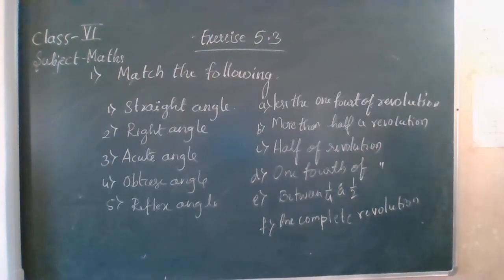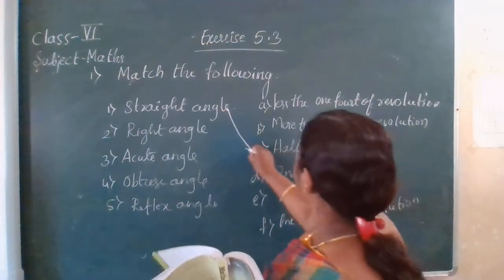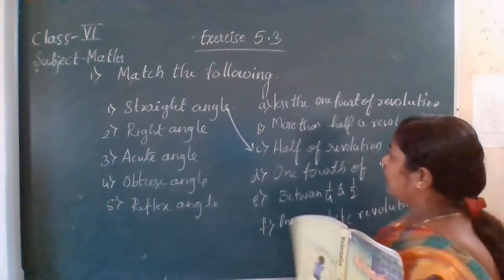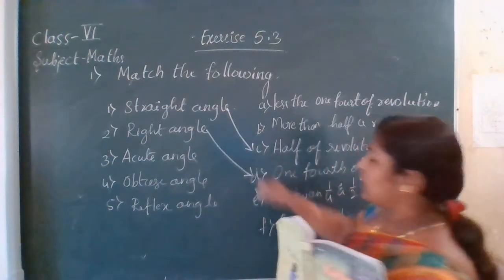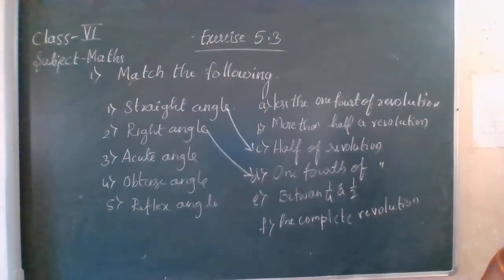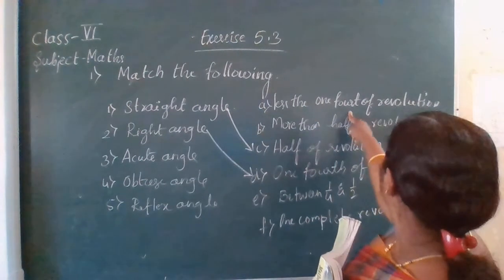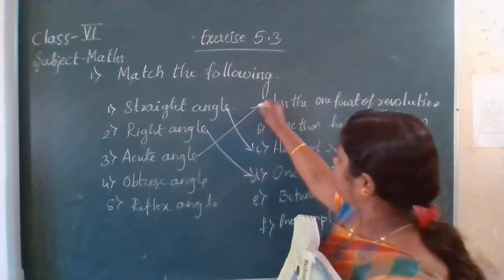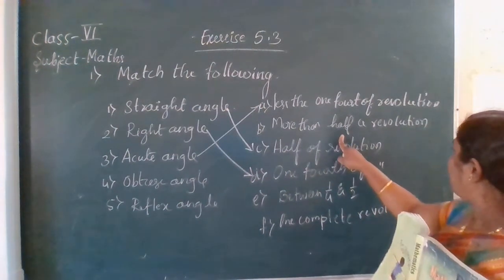Okay. Now see, a straight line is half of a revolution. Right angle is 1/4 of a revolution. Next, acute angle is less than 1/4 of a revolution. Obtuse angle is more than half a revolution.